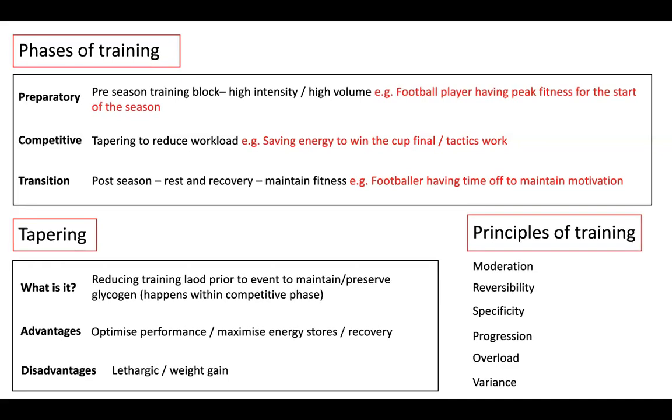And then finally, the last one, variance. Vary training to prevent boredom. Okay, so with aerobic capacity, you are not constantly doing continuous training because it can become boring. You're using variance, and you are using a variety of different training methods. So they're the principles of training.